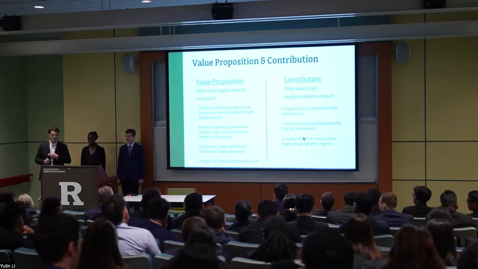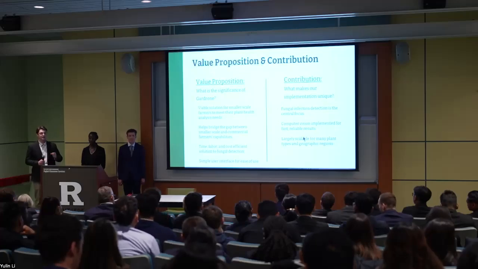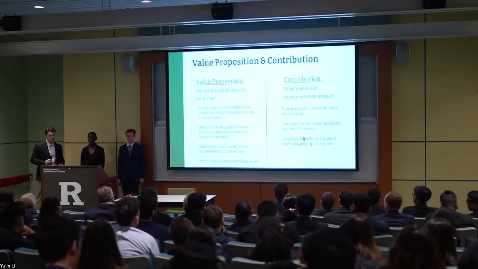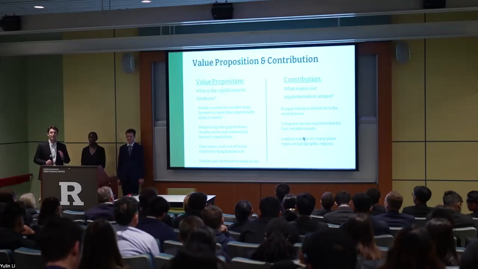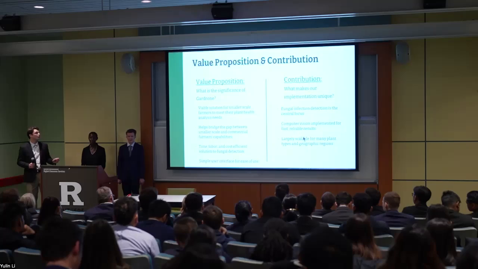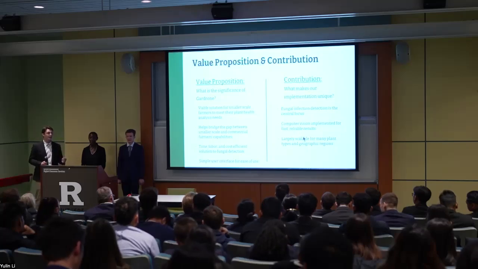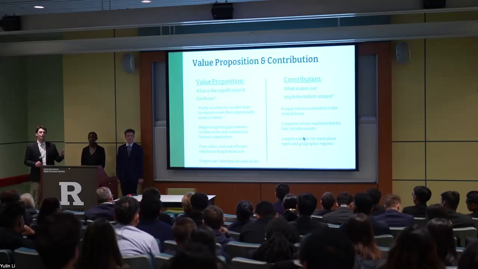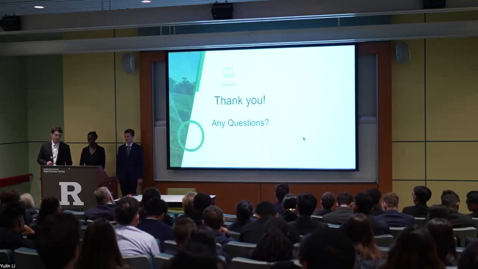Now, what makes our implementation unique? Fungal infection detection is the central focus of our project. Computer vision is implemented for fast, reliable results, and is largely scalable for many different plant types and geographic regions. This could be used anywhere around the world where these plants are planted, and it could be used for any type of plant. We have only done it on tomatoes, pumpkins, and eggplants thus far, but it can be replicated for more. Thank you.